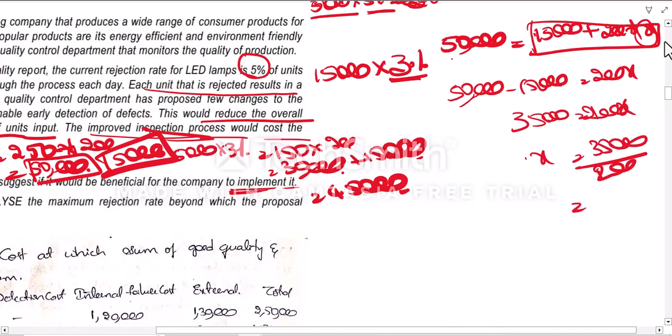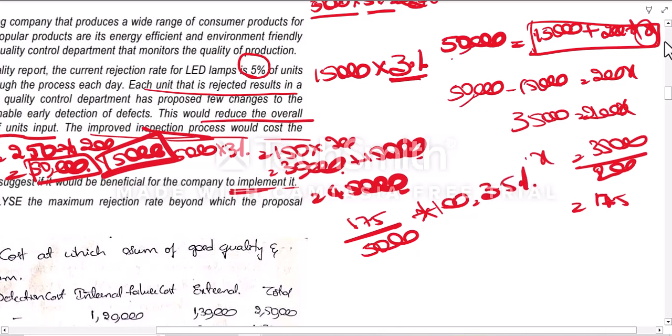Then 175. So the maximum goods that can be rejected will be 175. But we need to find the percentage. 175 divided by the total number of units, 5,000, into 100, is 3.5%. We can accept the improved process only if the rejection rate is a maximum of 3.5%. Otherwise, we should not.